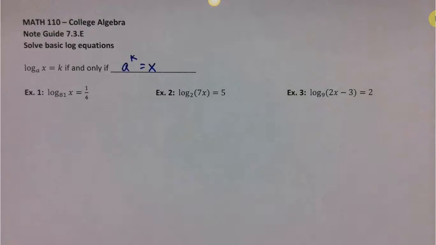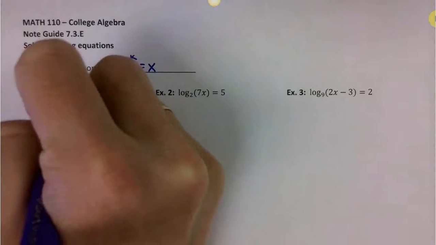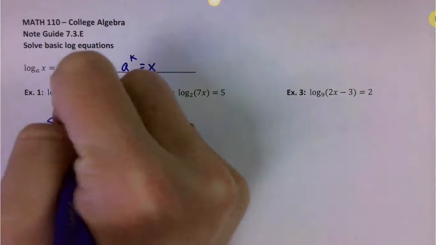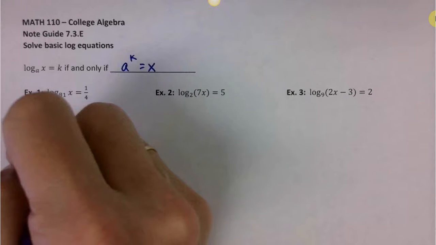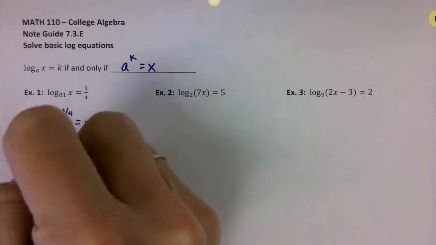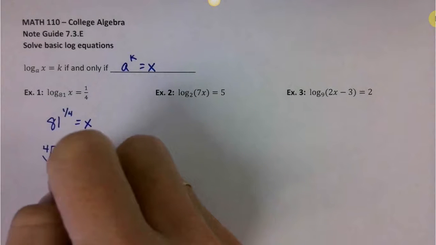So log base 81 of x is equal to 1/4. As an exponential equation, this would be the same as 81 to the 1/4 is equal to x. And remember, an exponent of 1/4 is the same as a 4th root, and the 4th root of 81 is 3.